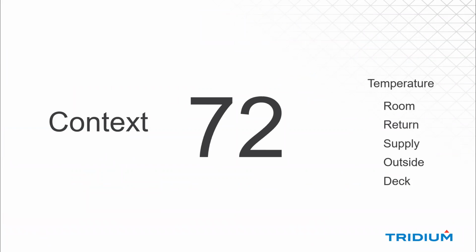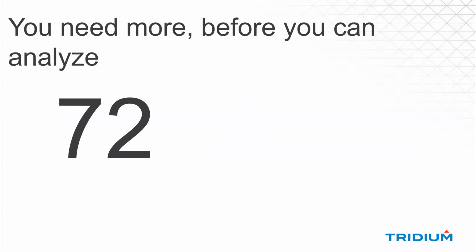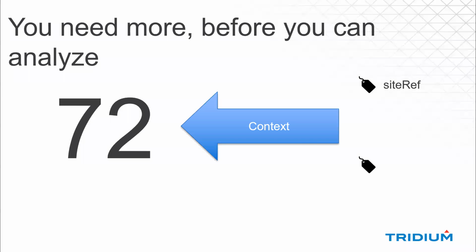We're going to tell that 72, we're going to tag it and say, hey, you're a temperature, your room temperature, maybe your return temperature, a supply, an outside temperature. Tagging gives it the context so that we know what we can do. Once we have these identified and tagged, then we can start to use that in Niagara in forms of hierarchies or analytics. So you got to tag before you can analyze. You got to give it context.